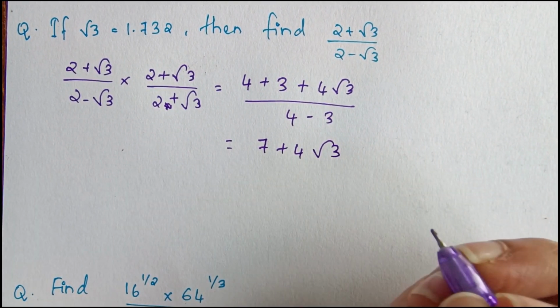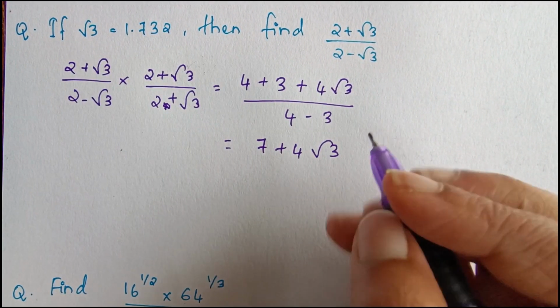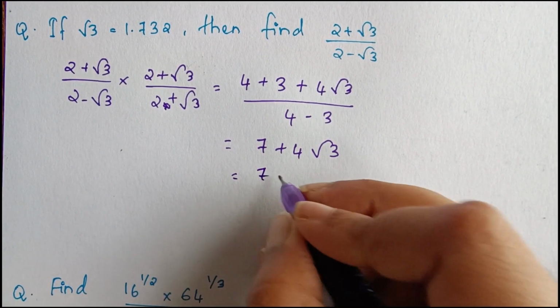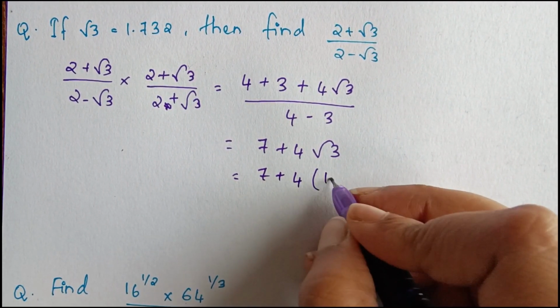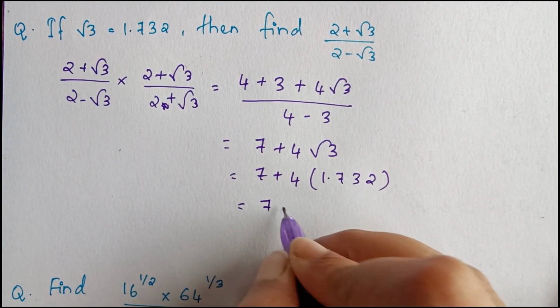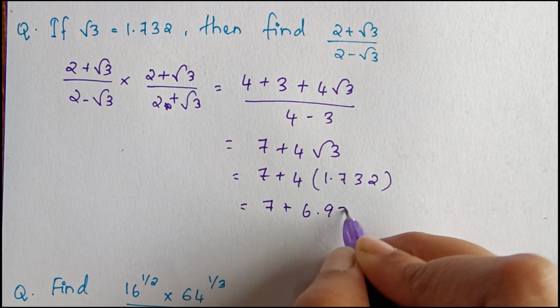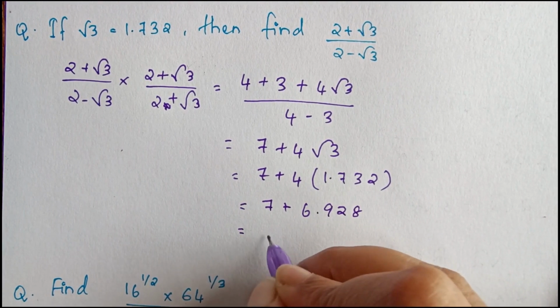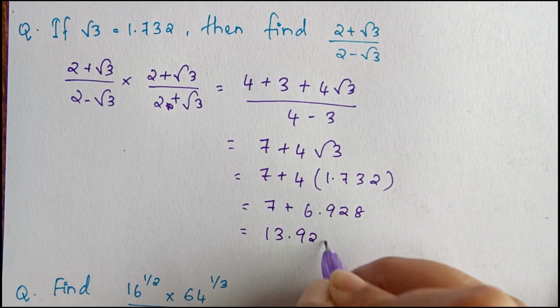So 7 plus 4 root 3. But you have the value of root 3 given, so you will need to substitute that value here. Instead of root 3, 1.732. It is 7 plus 6.928 equal to 13.928 is the answer.